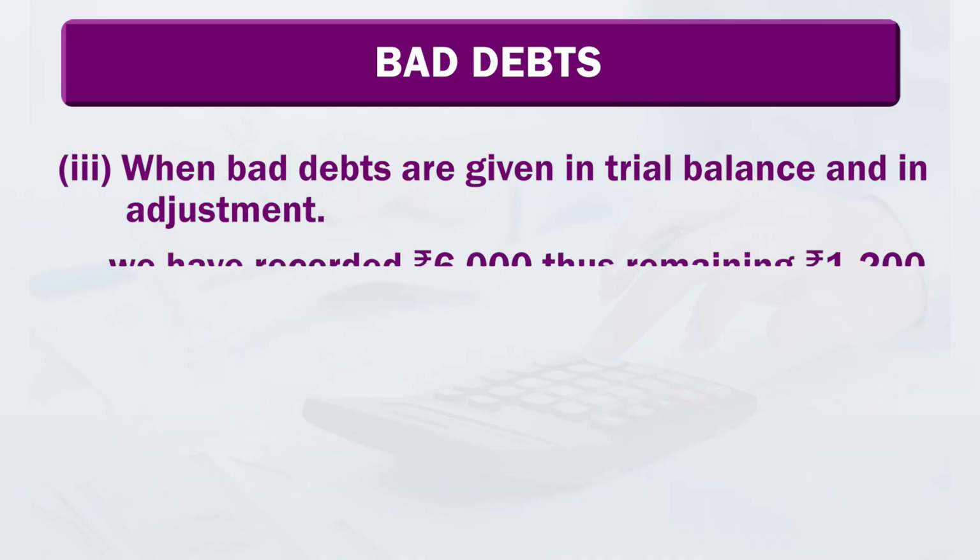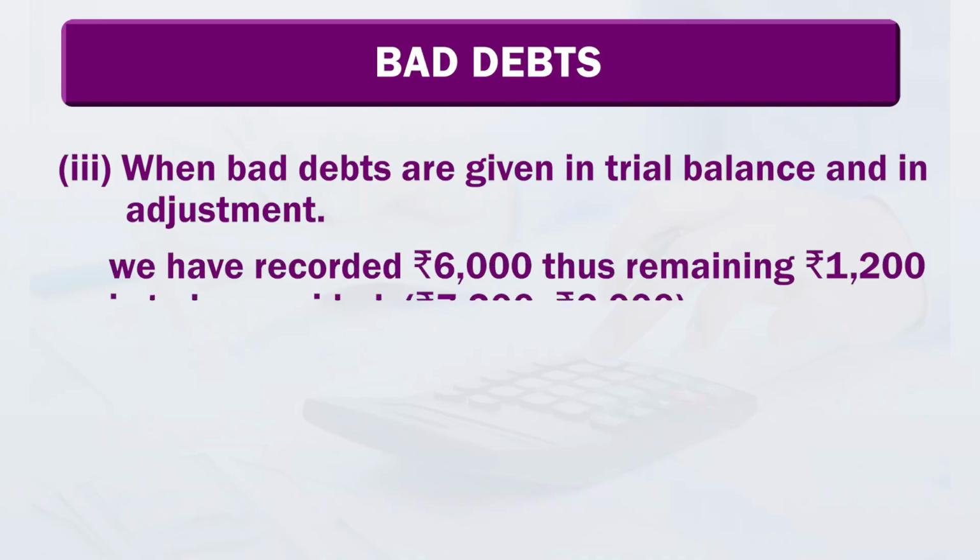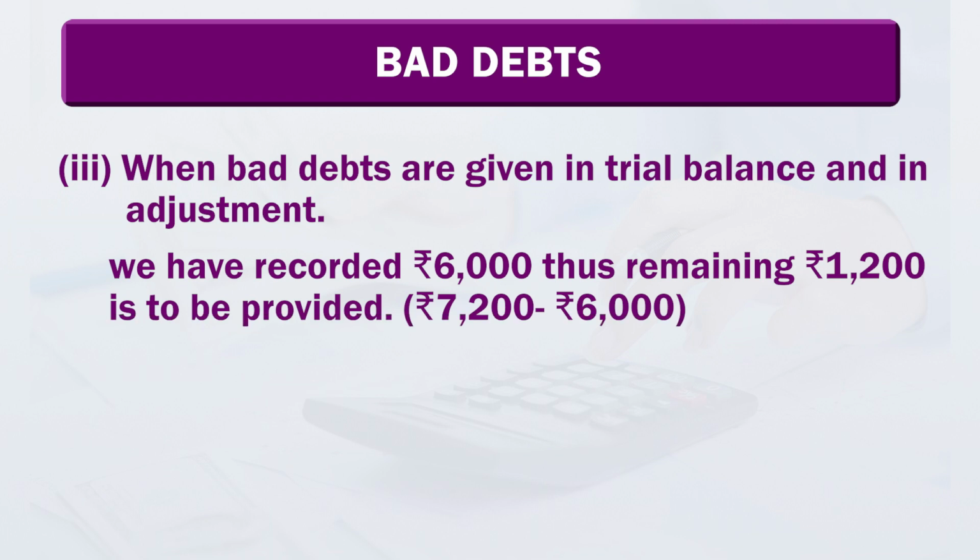Any balance given in the trial balance is a recorded balance, and we have bad debts of rupees 6,000 recorded and debtors of 60,000 recorded. But bad debt is estimated to be 12% of rupees 60,000, that comes to 7,200. We have recorded 6,000, thus the remaining 1,200 is to be provided, means 7,200 minus 6,000 rupees.